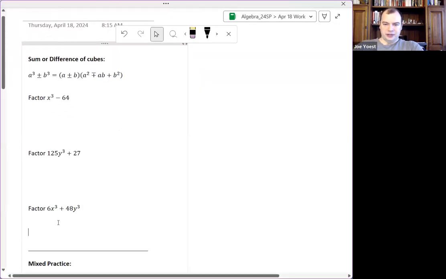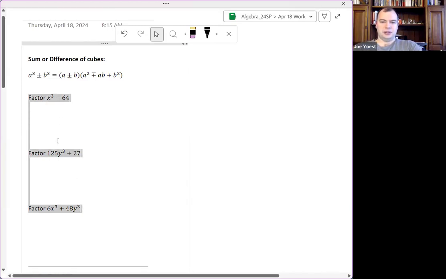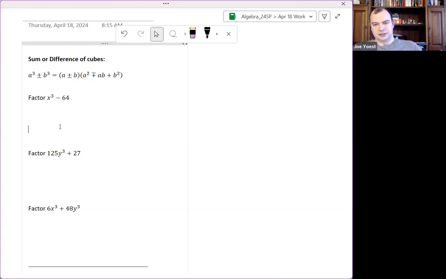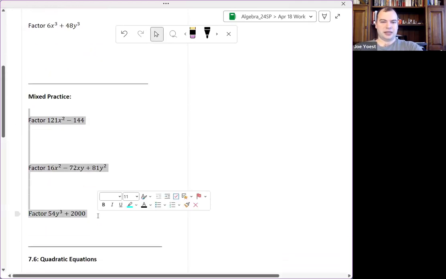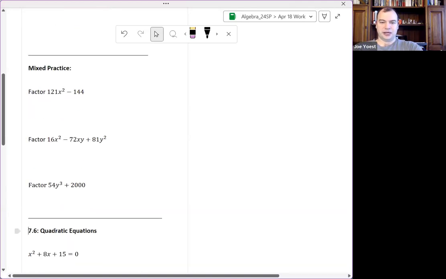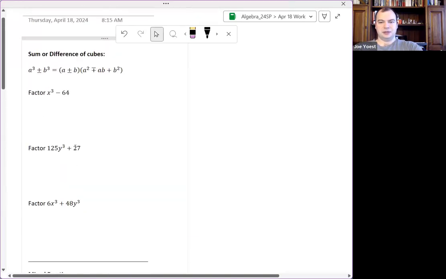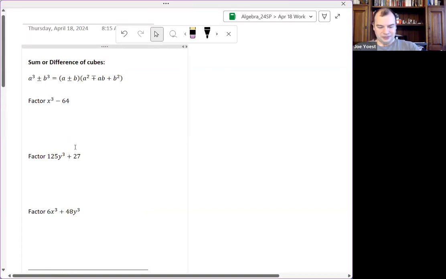Okay, so let's jump over here to the worksheet. We'll work through these 3 problems. Fairly similar to the 3 that we just did. So we'll take maybe about 5 minutes to work through these 3 problems. We'll come back and discuss them. And then we'll do a little bit of mixed practice for special products, discuss that, and then we'll move on to quadratic equations. So take about 5 minutes for these 3 problems.